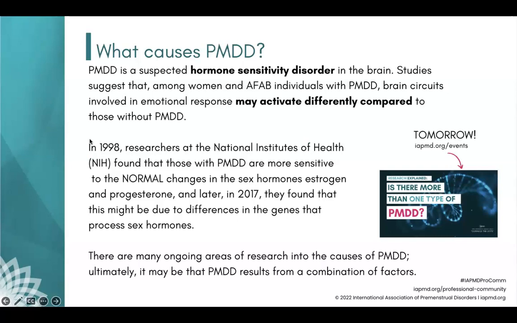So what causes PMDD? PMDD is a suspected hormone sensitivity disorder in the brain. Studies suggest that among women and AFAB individuals with PMDD, the brain circuits involved in their emotional response may activate differently compared to those without PMDD. In 1998, researchers at the National Institute of Health, the NIH, found that those with PMDD are more sensitive to the normal changes in the sex hormones estrogen and progesterone.